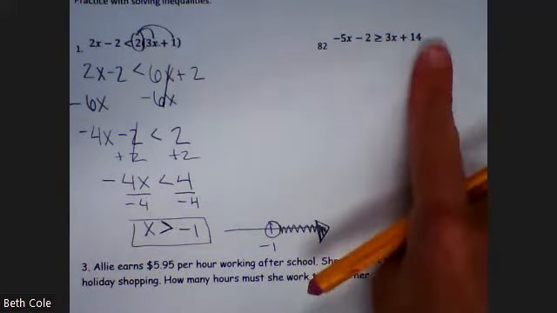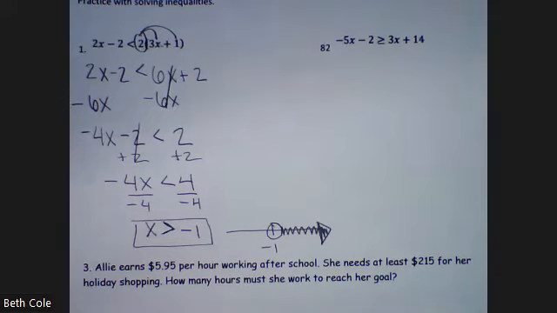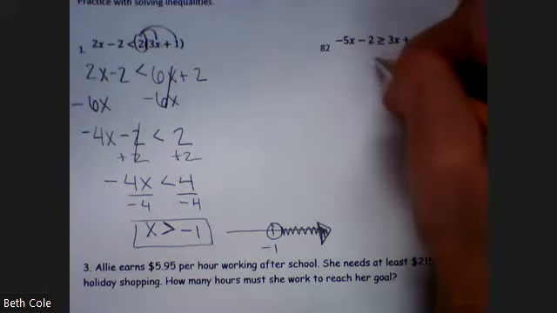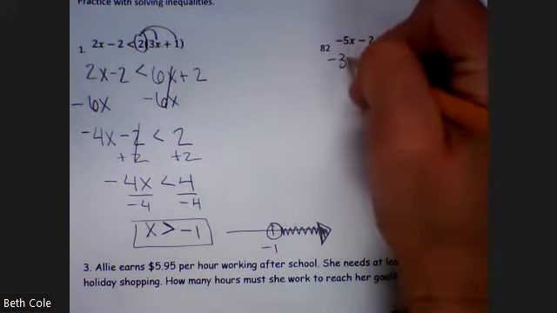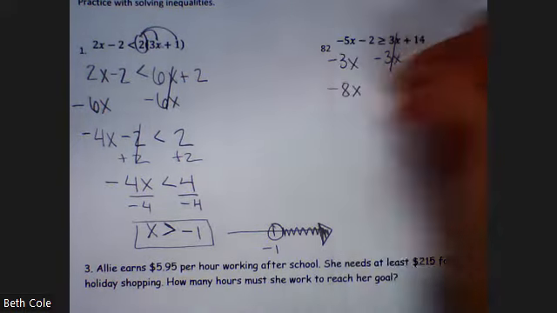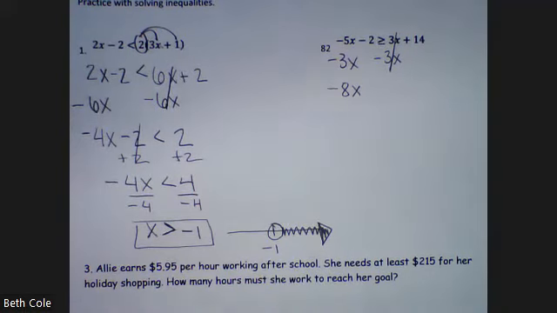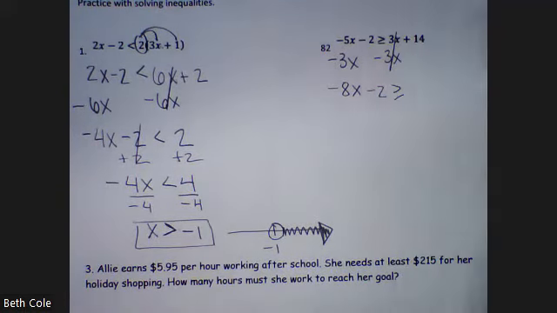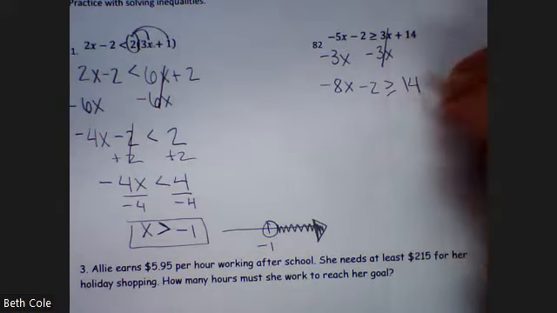This one, we don't have to distribute. It's actually almost an easier problem. You want to get all the variable on one side. So subtract 3x. What will that give us? Good, negative 8x. Copy everything else down. So minus 2 greater than or equal to, what is it, 14.